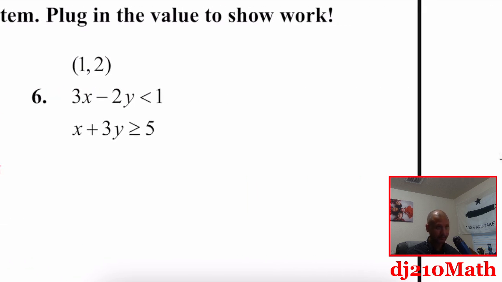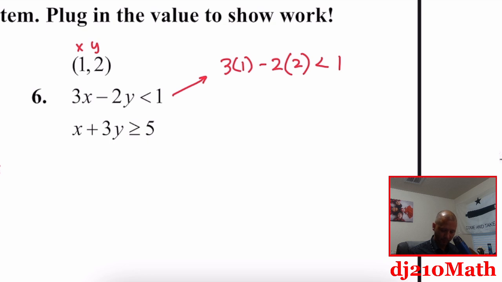Okay, number 6. X and Y. So we plug them into the first one. Give myself some room. 3 times 1 minus 2 times 2. Is this less than 1? So 3 times 1 is 3. 2 times 2 is 4. So 3 minus 4 less than 1. 3 minus 4 is -1. Is -1 less than 1? Yeah, it is.